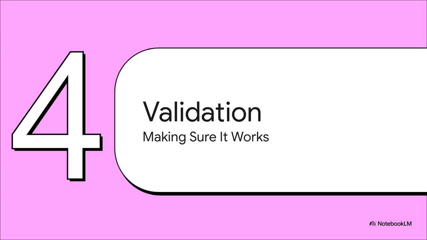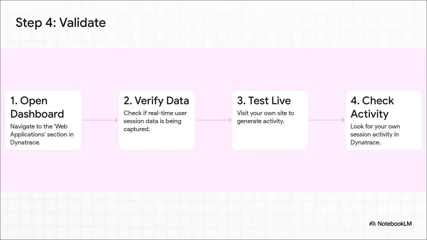So you're all set up and configured. What's next? Well, we've got to make sure it actually worked, right? It's time for configuration and validation. Step 4 is the fun part, validating our work. It's super easy. Just hop back over to your Dynatrace dashboard, go to the Web Applications section, and you should start seeing live user data trickling in.